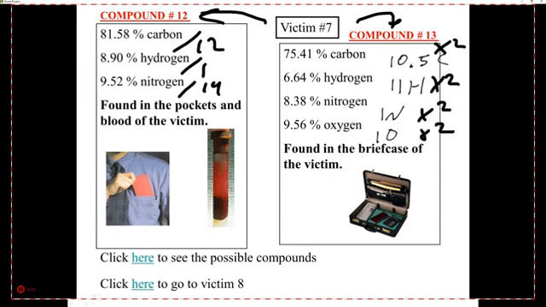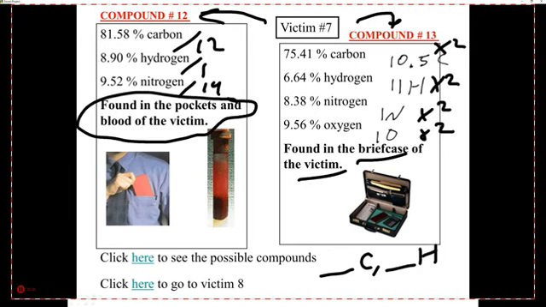Okay, so 10.5 times 2 will be your number of carbon. 11 times 2 will be your number of hydrogens, and so on. All right. Compound 12 was found in the pockets and in the blood of victim number 7. Compound 13 was found in the briefcase of victim number 7. All right, last victim.